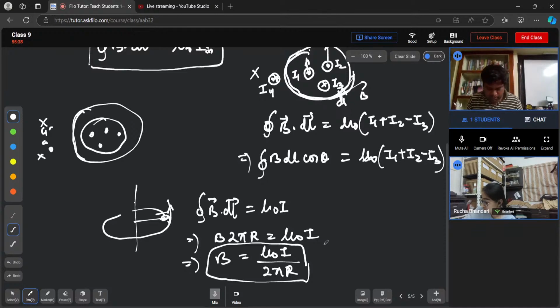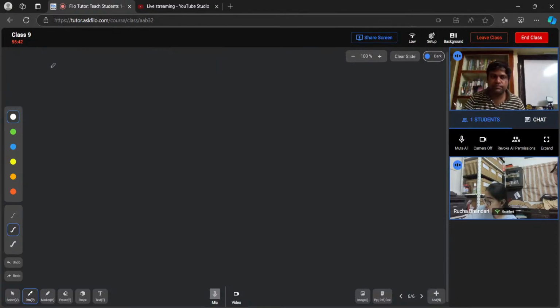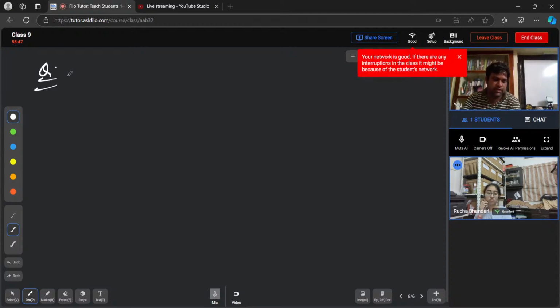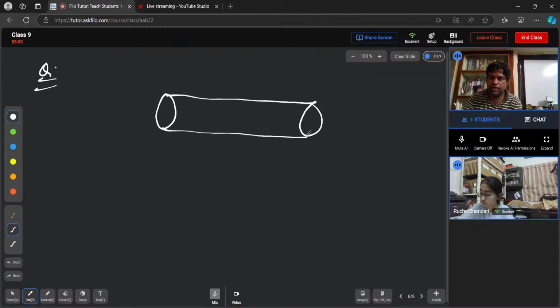So now let us solve one question. Find the magnetic field due to a thick circular conductor, outside and inside the conductor, the magnetic field.